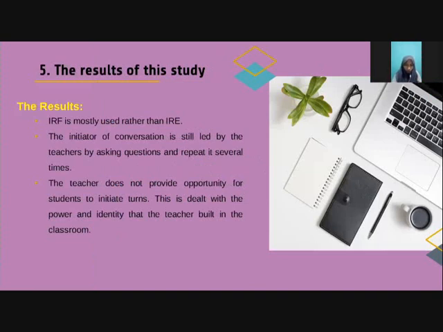Like we have found in this study, the teacher leads the turn taking in the conversation by asking questions and repeating them several times. But hopefully the questions are not merely close-ended questions. Teachers also need to use open-ended questions and give questions that are suitable with the students' level.